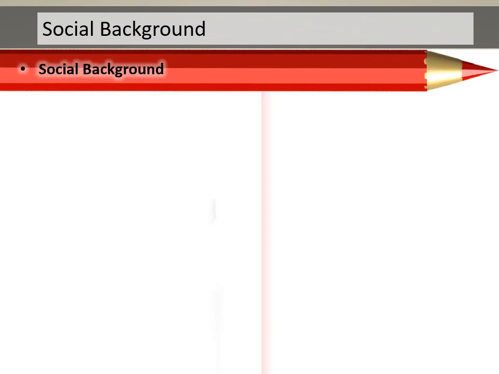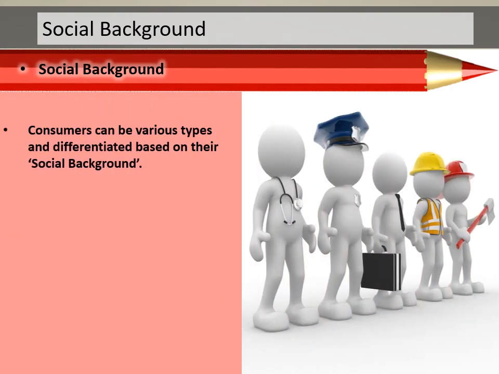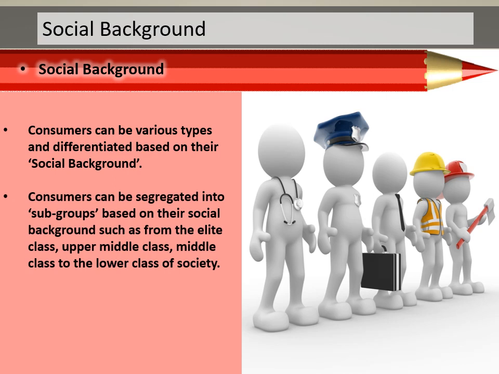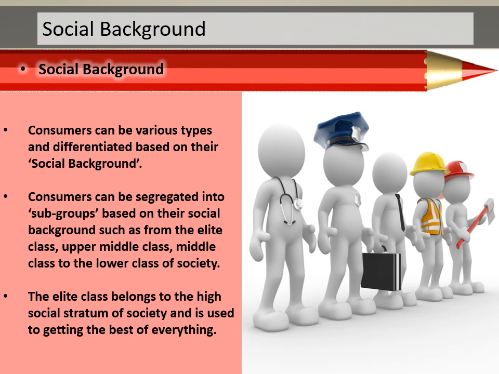Social background. Consumers can be based on their social background. Consumers can be segregated into subgroups based on their social background, such as the elite class, upper middle class to the lower class of society. The elite class belongs to the high social stratum of society and is used to getting the best of everything.